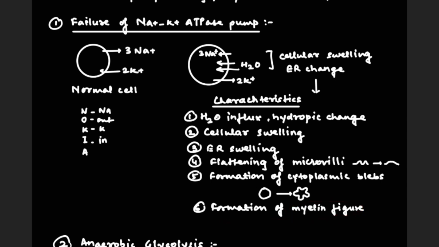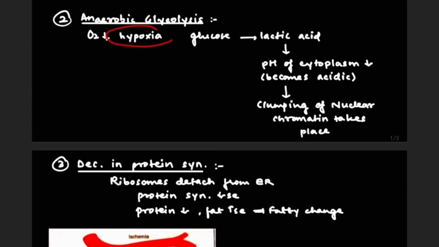Now we are going to see about anaerobic glycolysis. So as we know there is hypoxia, it means oxygen level is decreased. Due to the oxygen decrease, there will be anaerobic glycolysis which will lead to lactic acid formation, and this will decrease the pH, it means it will become acidic, and then clumping of nuclear chromatin takes place. So this was all about anaerobic glycolysis.